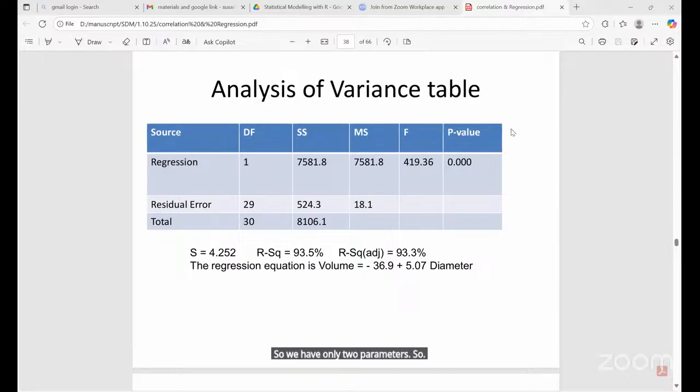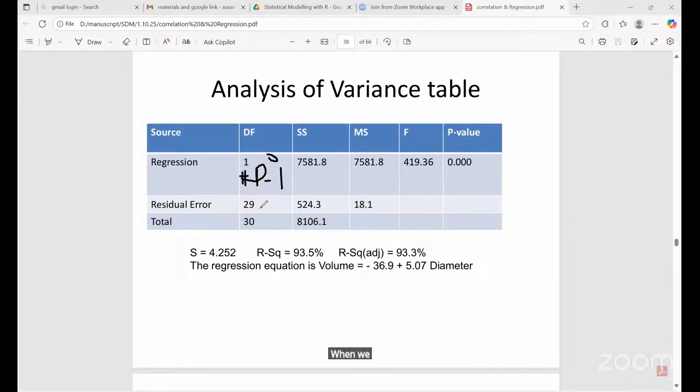So the degrees of freedom will be p minus 1, the number of parameters minus 1, which gives us the degrees of freedom for regression, or the number of independent variables in the model. In this model, we have 1 independent variable. Even here, we have 1 degree of freedom: number of parameters is 2, and 2 minus 1 gives us 1 degree of freedom.